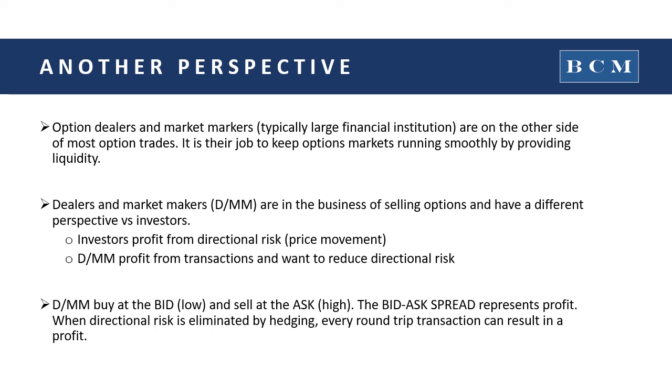The difference between the bid and ask price is called the bid-ask spread. And that spread represents the profit to the dealer. This is why dealers are willing to continuously buy and sell, because every round-trip transaction can generate profits. They're just going to continually buy low and sell high.